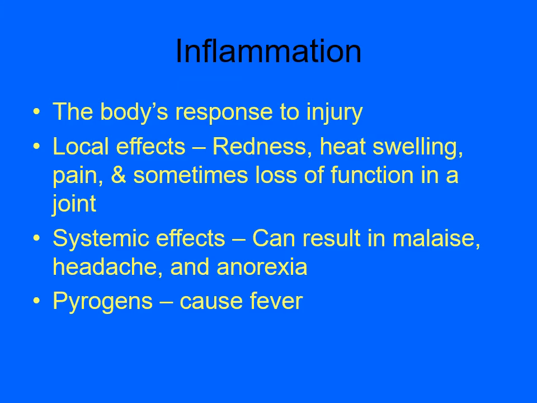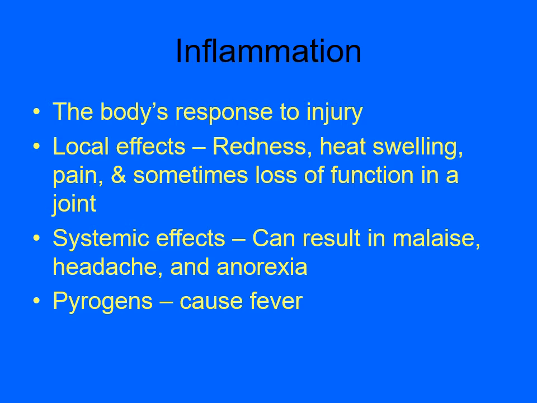So inflammation, let's talk a little bit about inflammation. That's the body's response to injury. It's the body's way of sending out an SOS to draw in all the arms of the immune system to fight off this infection. So the localized effects of inflammation are redness, heat, swelling, and pain. Sometimes, if that inflammation is in a joint, it can also result in loss of function. Systemic effects, if a person is overcome with an inflammatory response, they may not feel good. They may experience malaise, headache, anorexia.